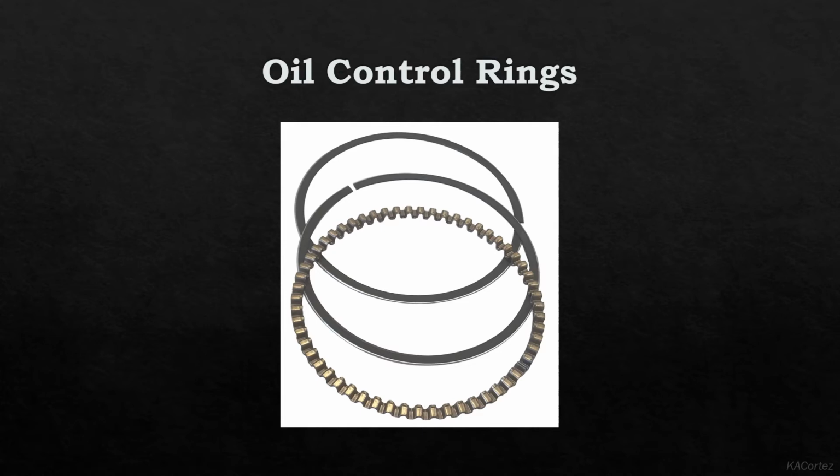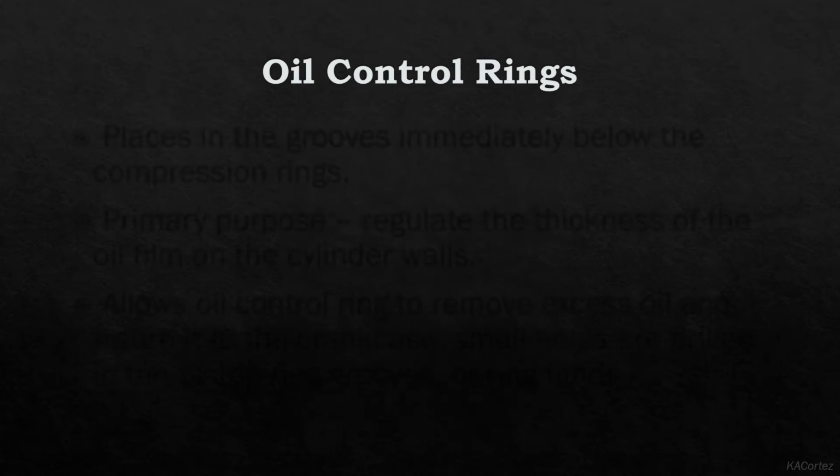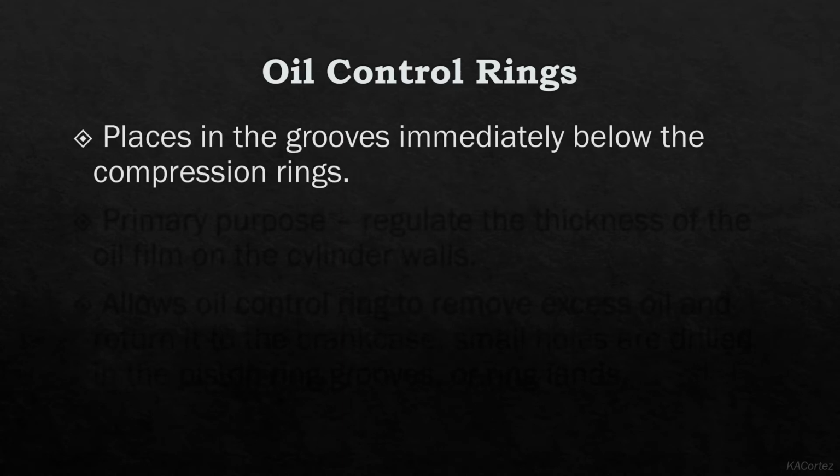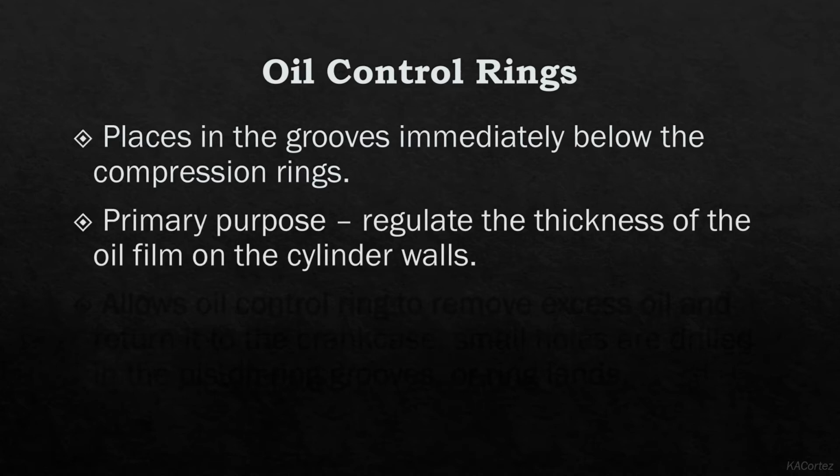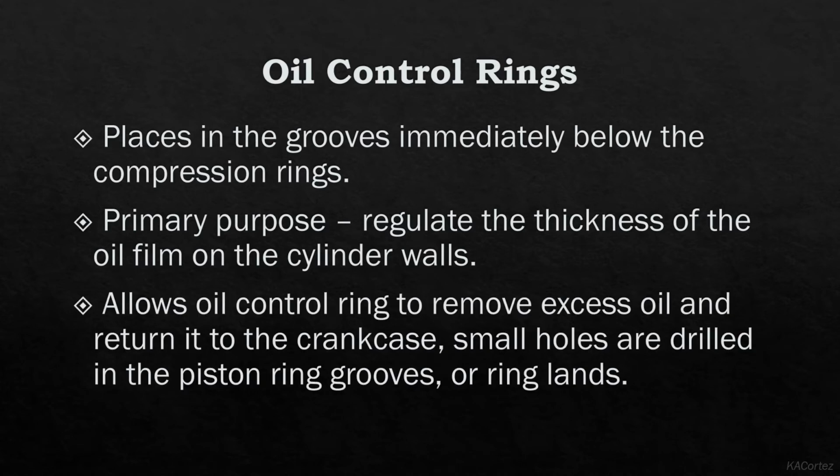This is an example of the oil control rings. Oil control rings are placed in the grooves immediately below the compression rings. Their primary purpose is to regulate the thickness of oil film on the cylinder walls. The oil control ring also allows removal of excess oil and returns it to the crankcase. Small holes are drilled in the piston ring grooves or ring lands.